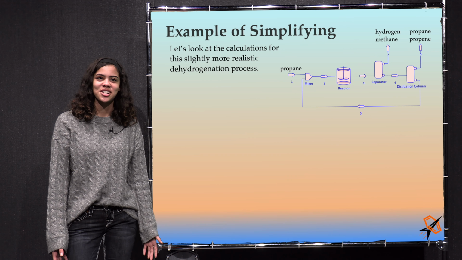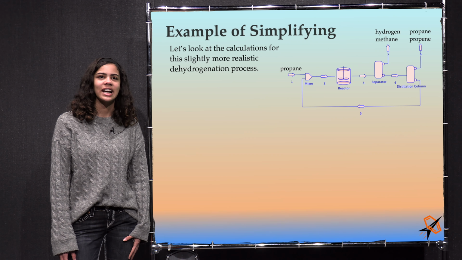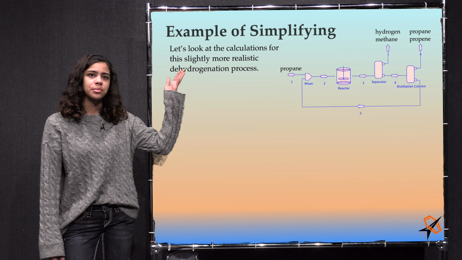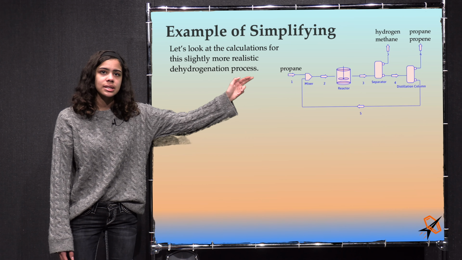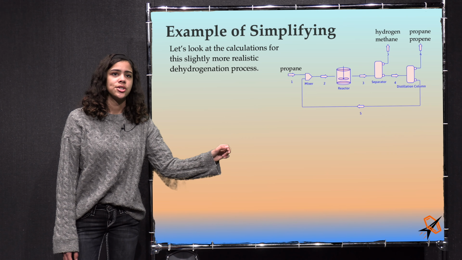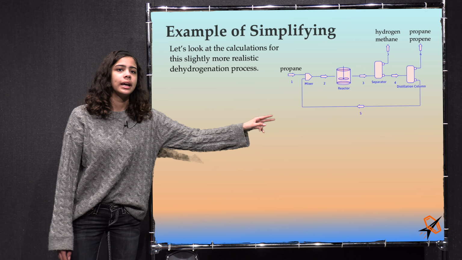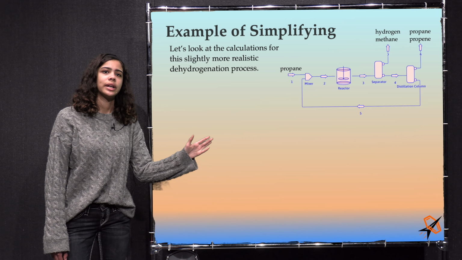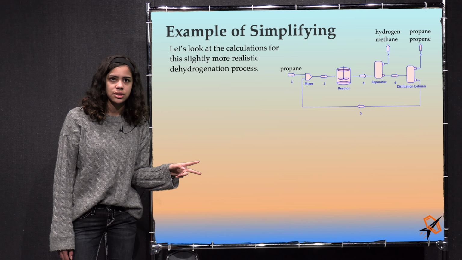Let's look at the calculations for the slightly more realistic dehydrogenation process. We have the diagram here, with the reaction products in stream 3 entering the separator, that is the absorber and stripper together. The methane and hydrogen exit the separator, and the propane and propene exit the distillation column. We previously had one reaction, now we have two reactions.